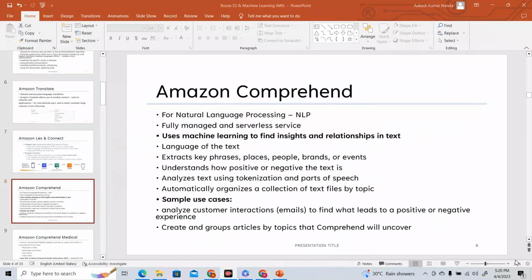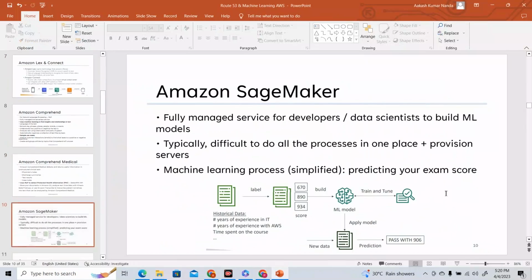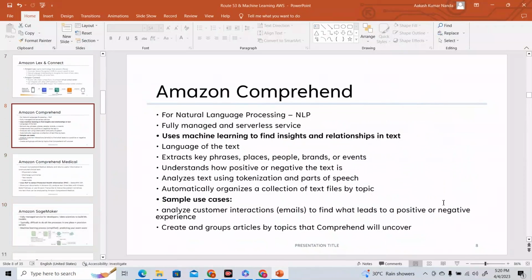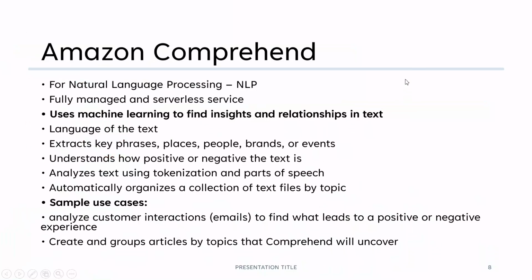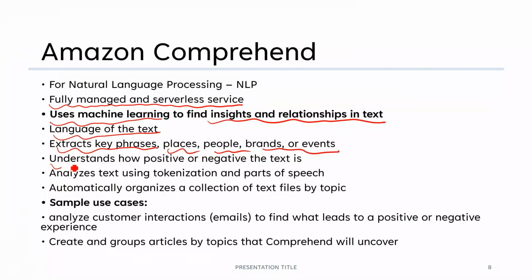Okay, now let us talk about another cool service that is known as Comprehend, right? So Comprehend is for natural language processing, or NLP. It is a fully managed and serverless service that uses machine learning to find insights and relationships in text. It detects the language of the text, extracts key phrases, places, people, brands or events, and understands how positive or negative the text is.